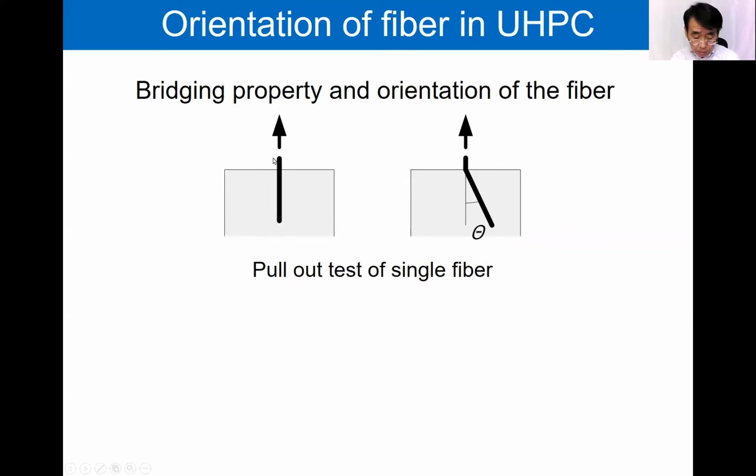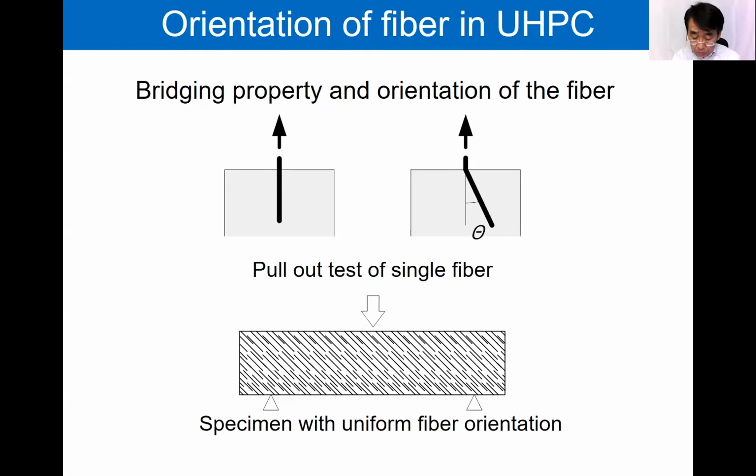When investigating the relationship between the bridging effect and fiber orientation, pull-out tests of a single fiber are often conducted. However, this method requires very detailed work and produces a large scatter in test results. Therefore, we tried to fabricate a specimen with uniform fiber orientation, as shown in this schematic diagram.